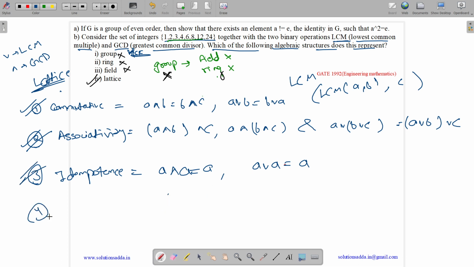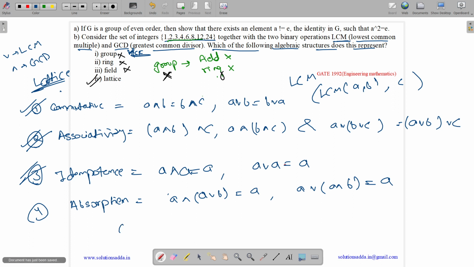Let us see fourth. Fourth, it should follow the absorption law. What is the absorption law? It means A GCD (A or B) should be equal to A, and A LCM (A and B) should be A. So let us verify it with the help of an example. If we take GCD of 8 with LCM of 5 and 10, what is its value? What is the LCM of 5 and 10? LCM is least common multiple, so it should be 10.